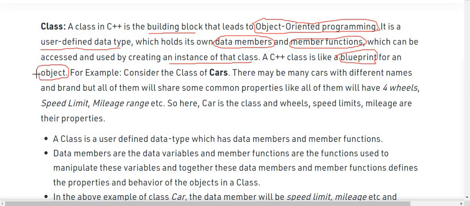For example, consider the class car. There may be many cars with different names and brands, but all of them will share some common properties. All of them will have 4 wheels, obviously. All of them have a speed limit and a mileage range. So here car is a class, and wheels, speed limit, mileage are its properties.